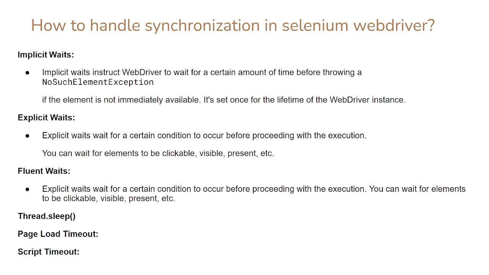Next is thread.sleep. While not recommended for regular use due to its static wait nature, thread.sleep can be used in certain scenarios where other synchronization techniques are not feasible. That means your first priority should be implicit waits, explicit waits, and fluent waits. If these three waits are not applicable or not feasible, then you should go for thread sleep.